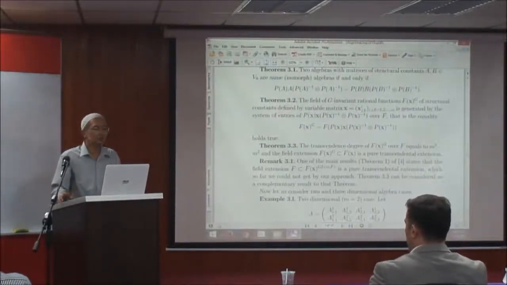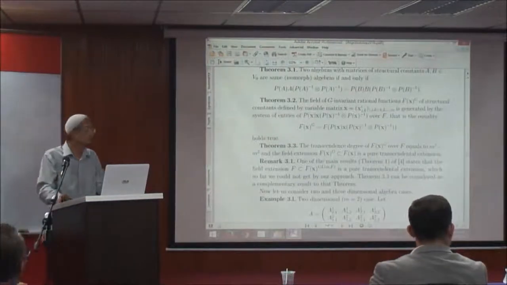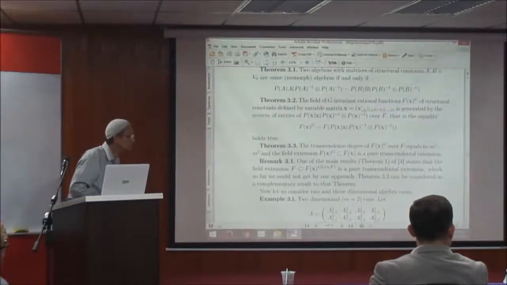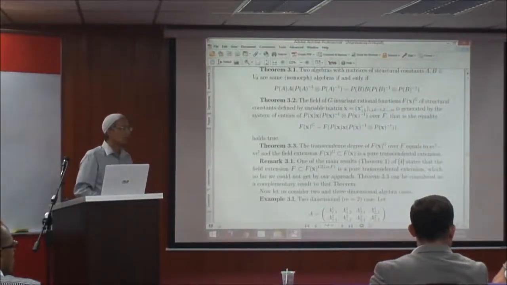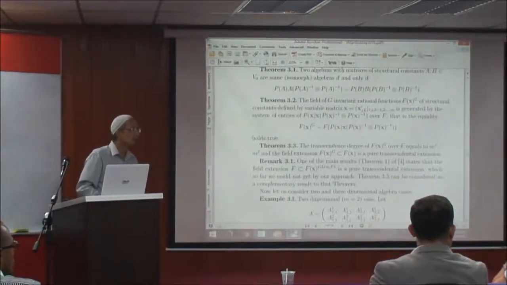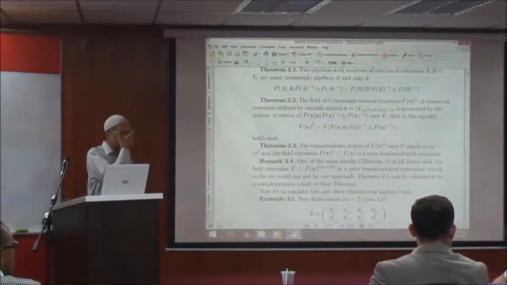Do you have any questions? I have a question. You suggest some methods of classification of objects. Have you applied it to some concrete examples that you classify in low dimension? For example, associative algebras in low dimension?